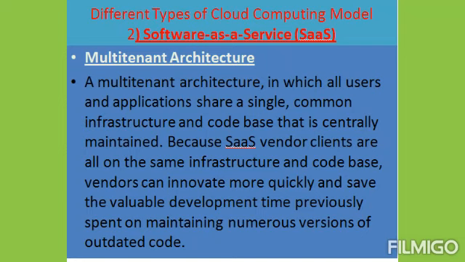First is multi-tenant architecture. In multi-tenant architecture, all users and applications share a single common infrastructure and code base that is centrally maintained. Because SaaS vendor clients are all on the same infrastructure and code base, the vendor can innovate more quickly and save valuable development time previously spent on maintaining numerous versions of outdated code.